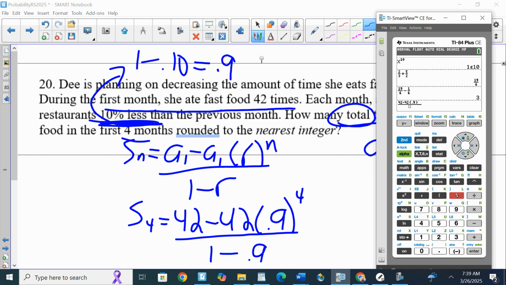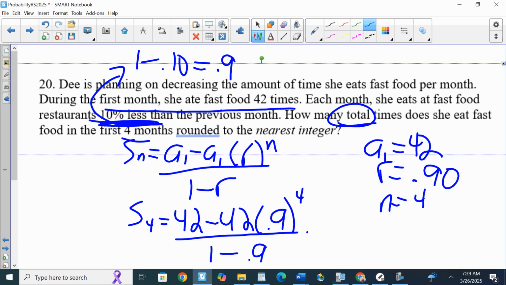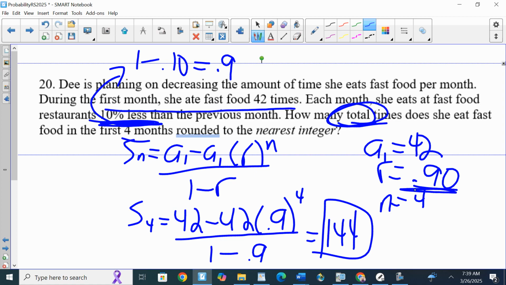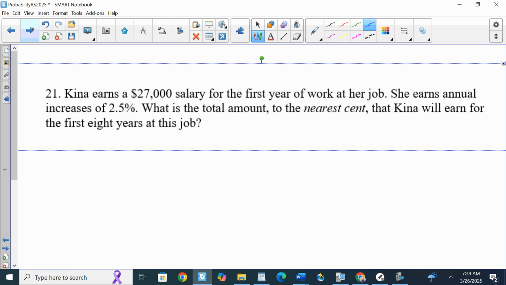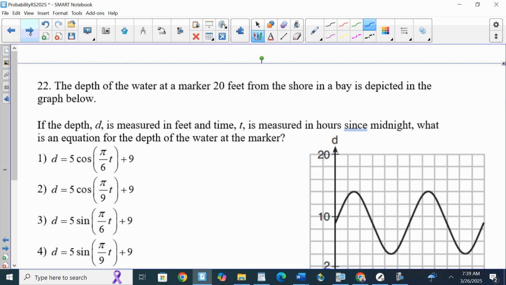0.9 to the power of 4 over 1 minus 0.9. 144 to the nearest integer, and that's your answer. You see total, we do Sn, and R, if you're increasing or decreasing by 1%, you're adding it or subtracting it to 1. I'm not going to do 21, but if it says increases by 2.5%, R is 1.025. That's the most common mistake students make.